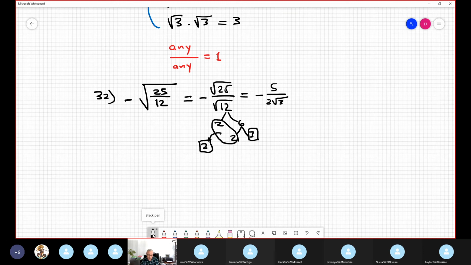You need to rationalize. To rationalize, I create the smart one, and the smart one is always formed with the radical you want to remove. Radical 3. Then on the top we have, don't forget this negative, negative 5 radical 3. At the bottom we have radical 3 times radical 3, which is 3, times 2 is 6. I finish. Any question?